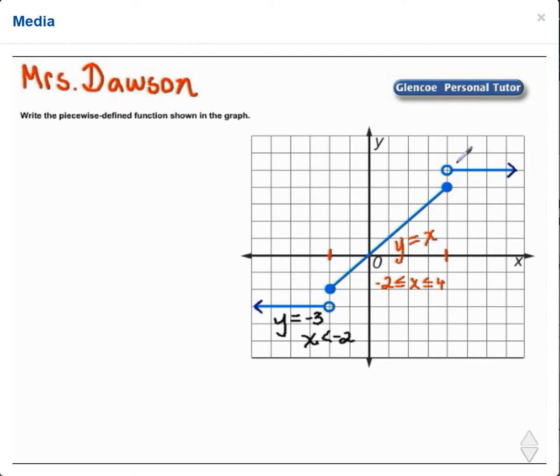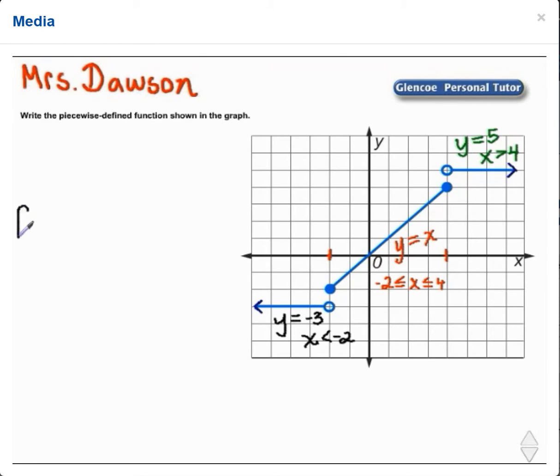The top, or furthest right piece of this piecewise is another constant function for the y value of 1, 2, 3, 4, 5. So y equals 5 for the x values of greater than 4. So x is greater than 4. Notice, once again, we have an open circle, so it's x is greater than 4, but here there was a closed circle. X was less than or equal to 4.